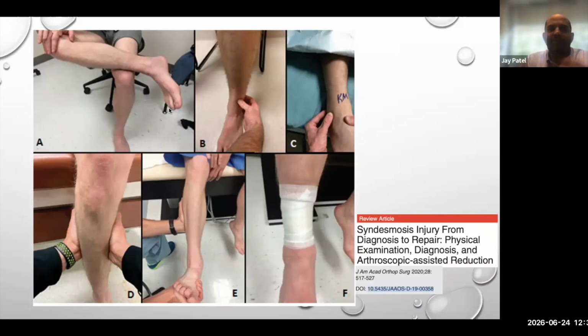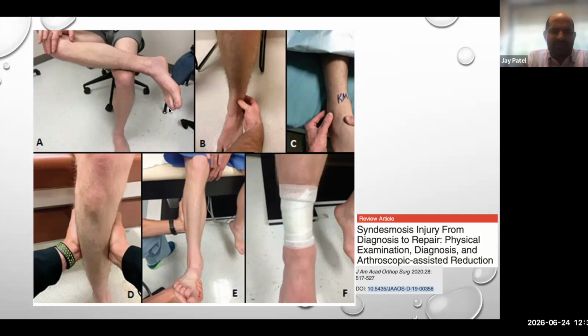Your translation, grab the fibula, and then you can twist it back and forth, compare that to the other side. And if they have increased translation, that can be indicative of it as well. Squeeze test, squeeze the tibia and fibula proximally. What that does is gaps the distal portion of the tibia and tib-fib joint, resulting in pain.